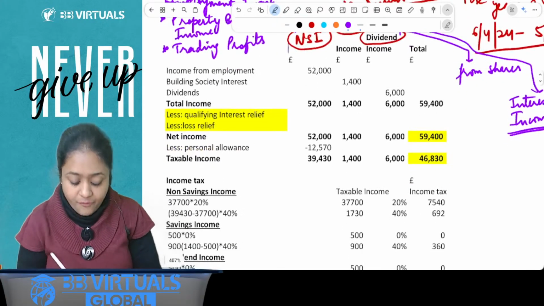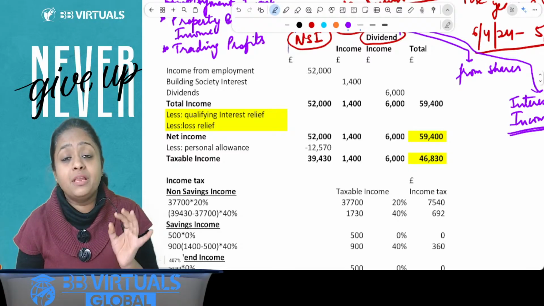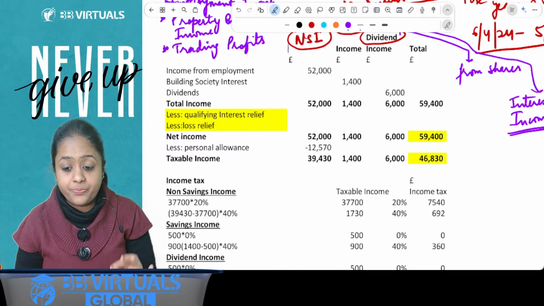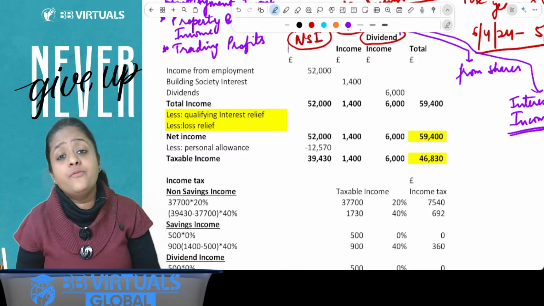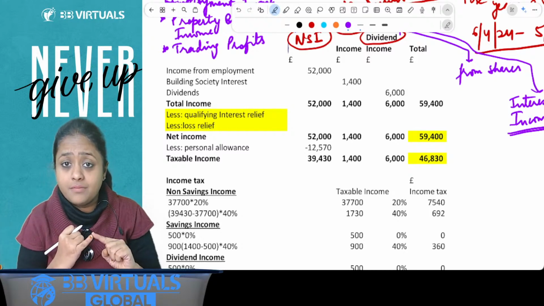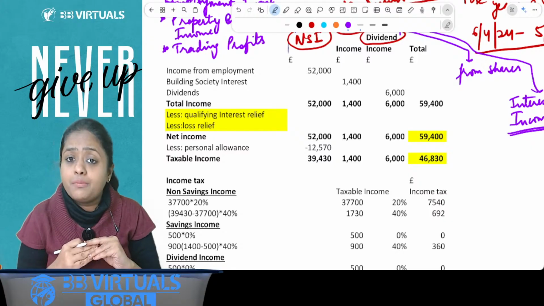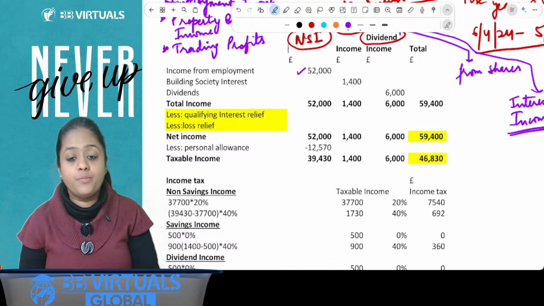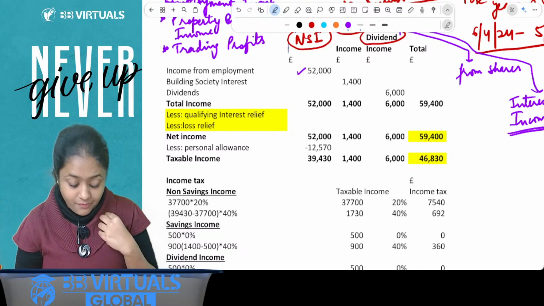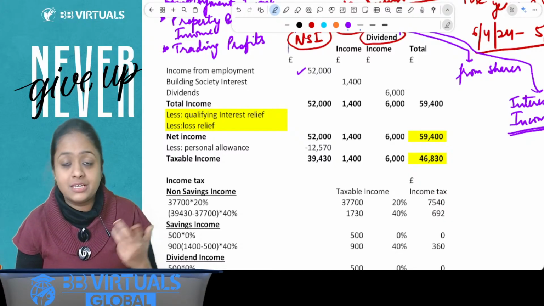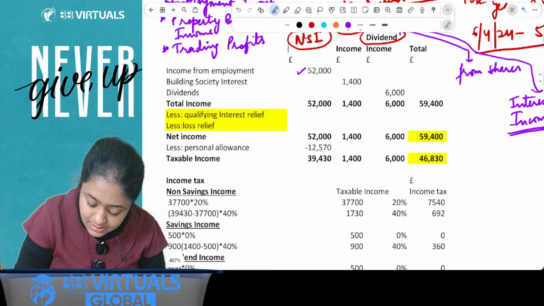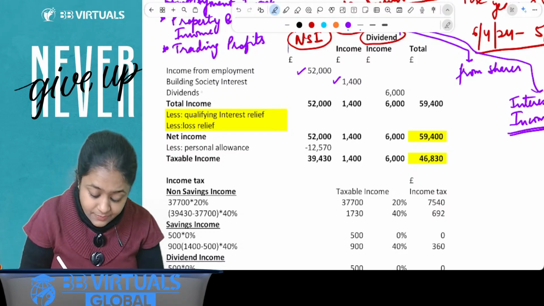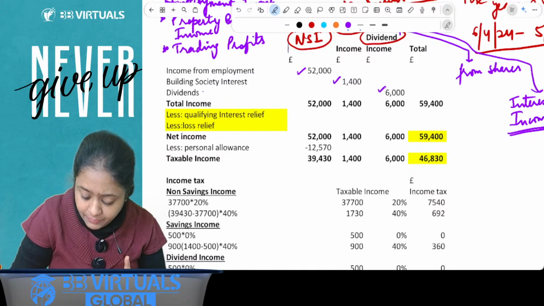Now I have taken one example each for NSI, SI as well as DI. So let's look at this here. I've taken income from employment. Is it savings income? No. Is it dividend income? No. So will it come under non-savings income? Yes. So under the non-savings category, I will write this income from employment. Then I have building society interest. Interest is a part of savings income, so it will come under savings income. Then I have dividend income, because it is dividend, simple. So it will come under dividend income.